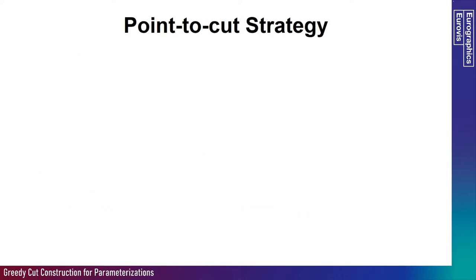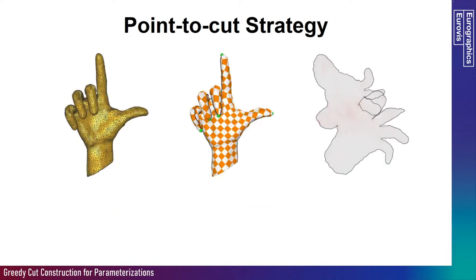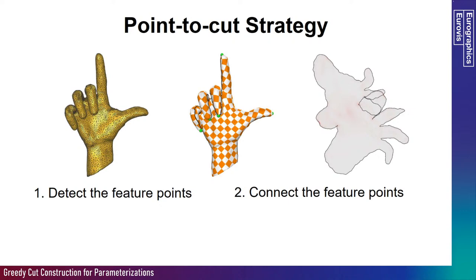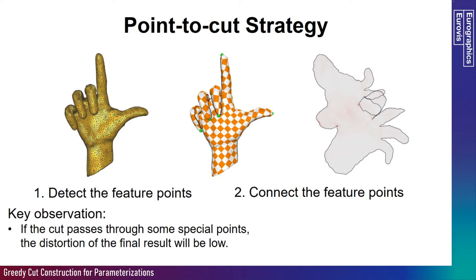short enough. Some methods adopt the point-to-cut strategy, which contains two steps: detect the feature points and then connect these points. This idea comes from a key observation. As long as a cut passes through some special points, no matter how these points are connected, the distortion of the final result will be low.